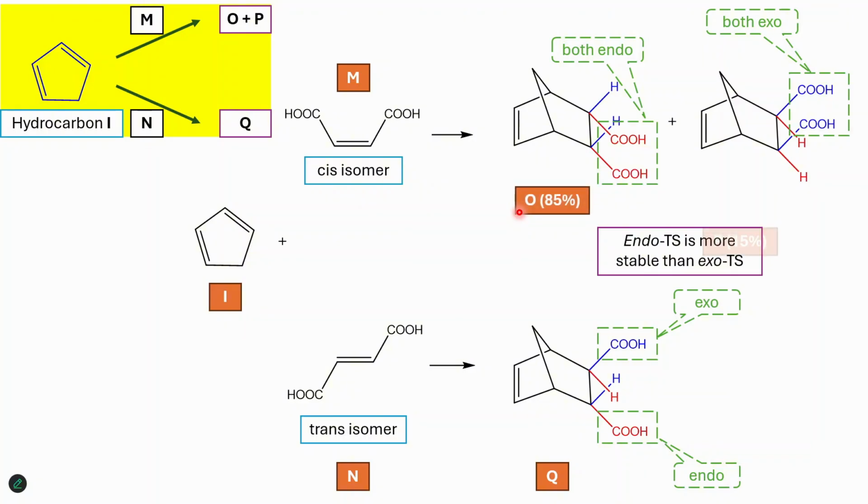So here, the endo transition state is more stable than the exo transition state. That means O is going to form much faster and that's going to be the major product. I will come back to this again. Also I want you to take note that I didn't say the endo product is more stable than the exo product. I am just saying the endo transition state is more stable. I will come back to this again because question number 4 is directly related to this. But here O is going to be both endo because O is the major product, 85%, and P is the one that's going to have both groups in exo position because it's the minor product, just 15%.